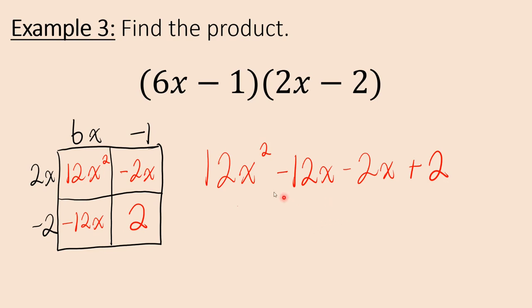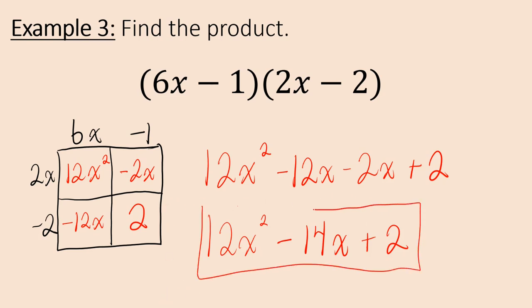Okay, next check in. This is what it looks like after I write it all out, but I see I have like terms in the middle. Be very careful when you combine these like terms. I'm doing negative 12 minus 2. Use a calculator if you need to. That's negative 14. So after I combine my like terms, this is what I get for my final answer, 12x squared minus 14x plus 2.